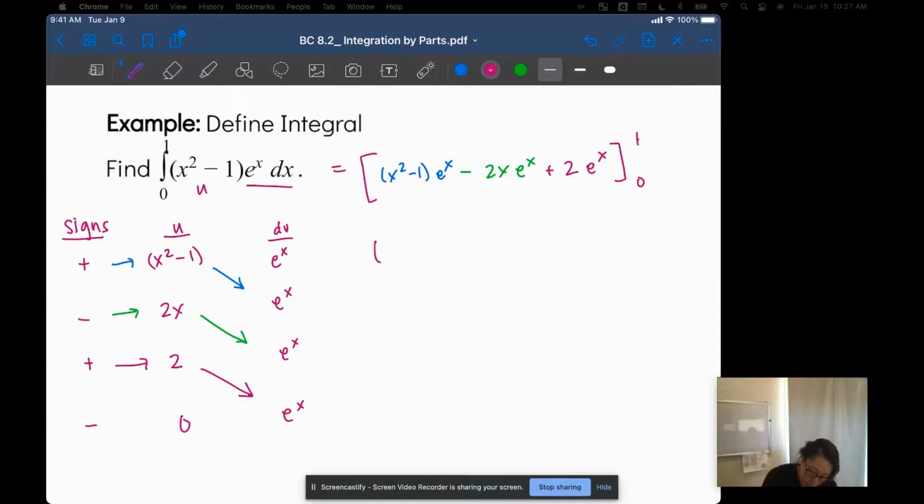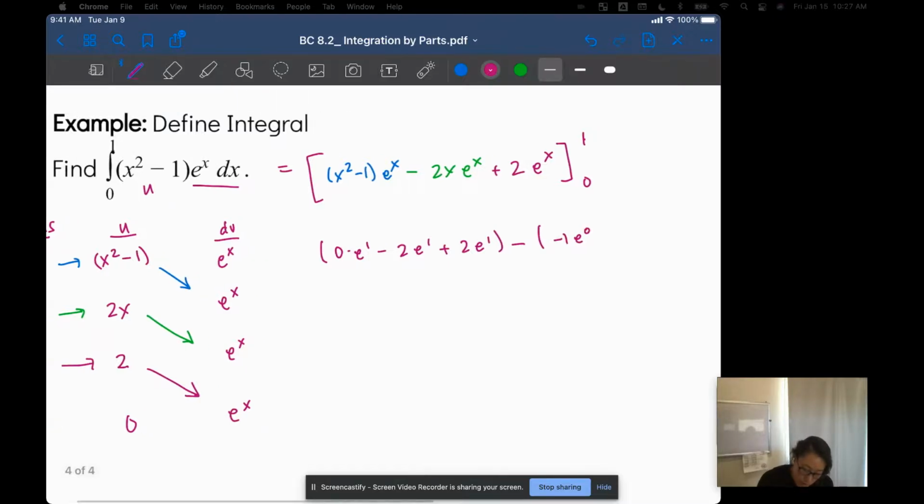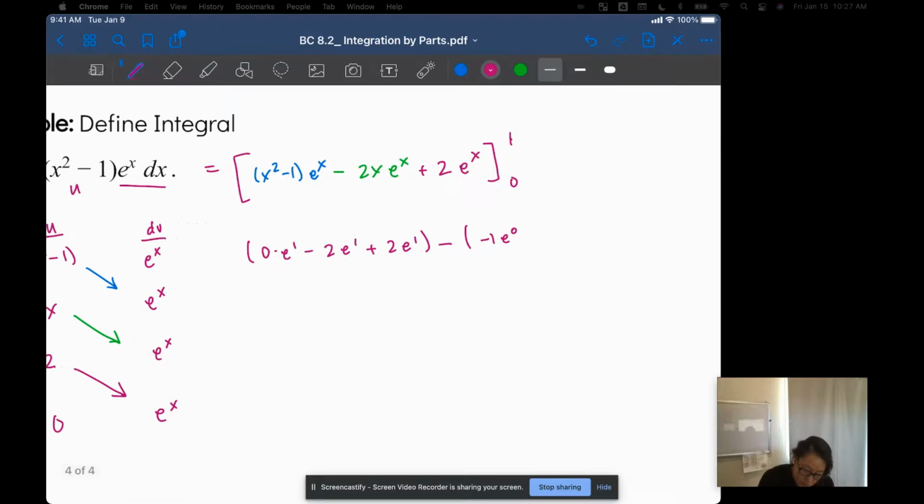Okay, so now it's time to just substitute in the values. Let's substitute in the 1. So I have 1 squared minus 1 is 0, times e to the 1, well, times 0 would still be 0, so I'll just put times e to the 1, minus 2 times 1 is 2 e to the 1, plus 2 e to the 1, minus, let's plug in 0, so 0 squared minus 1 is negative 1, times e to the 0, minus 2 times 0 e to the 0, plus 2 e to the 0.